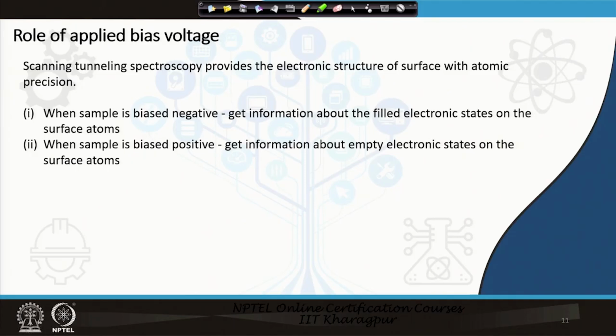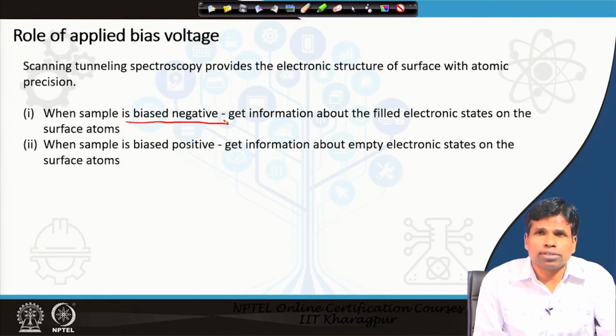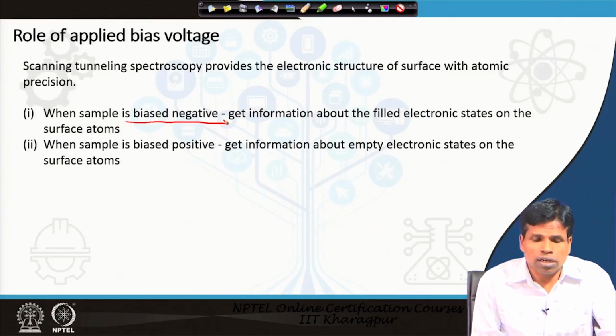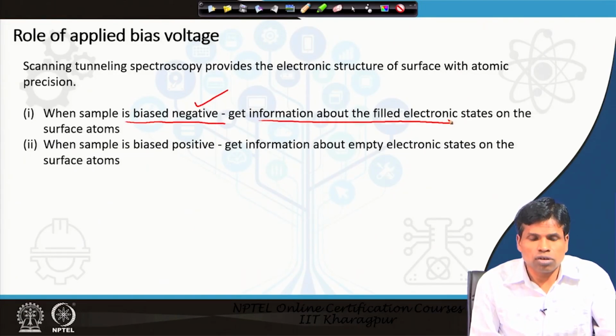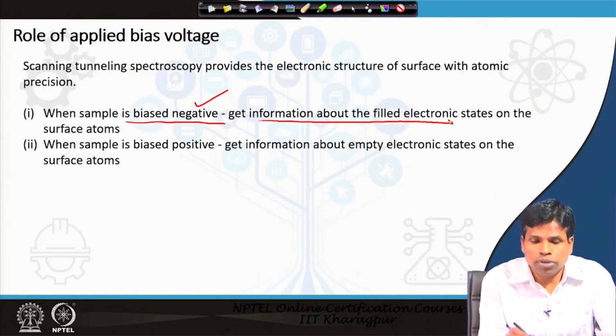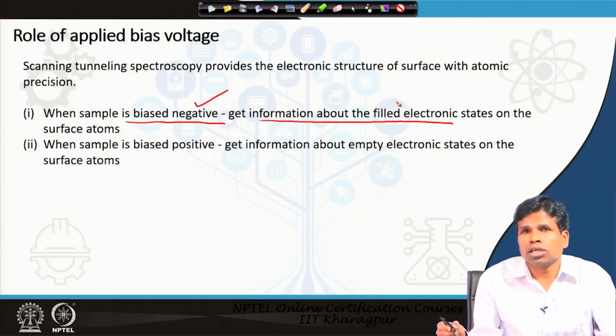Second thing, we can also change the bias voltage. This I have also discussed in the last class. So, we can change the bias voltage. As you know, we always bias the sample, not the tip. The tip is grounded. If the sample is biased negative, then we can get the information about the filled electronic states of the surface atom, because electrons will tunnel from the filled states of the sample to the tip.